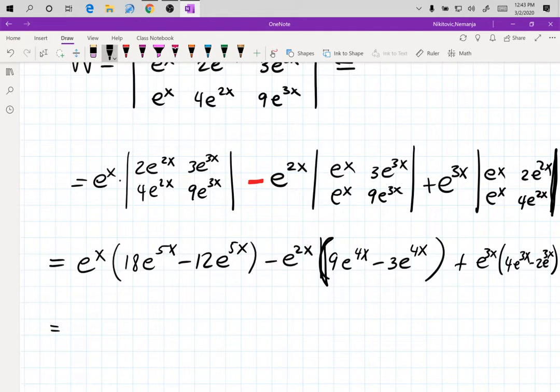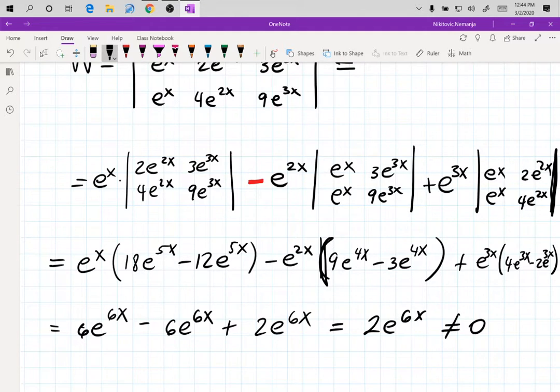So now the first one is 6e to the 6x minus 6e to the 6x plus this is a 2e to the 6x, and together it is 2e to the 6x, which is not 0, so independent. That's a very lousy example question, but it's an exam question, right? Why do I say lousy? You're only checking for independence of solutions. So that's it. We don't have to do anything else for this particular case, yeah.